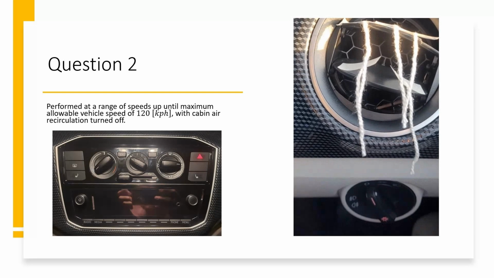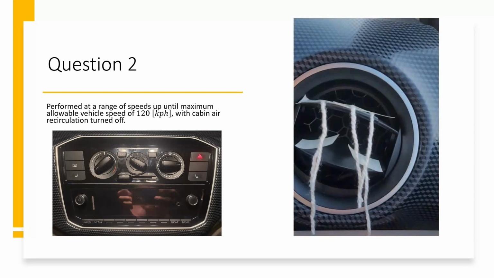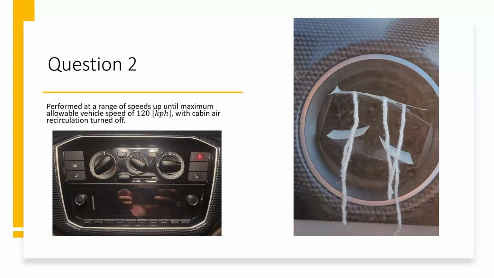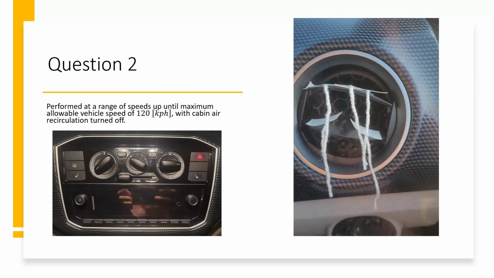There was no significant airflow observed through the air vents, even at the maximum vehicle speed of 120 km per hour. This is because the vehicle has a climate control system with air filters and a more complex ducting system than some older vehicles, where the airflow through the air vents is significantly affected by vehicle speed.